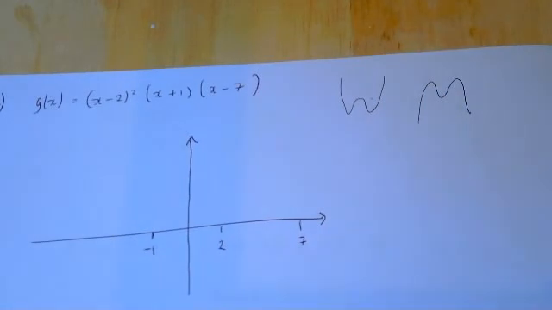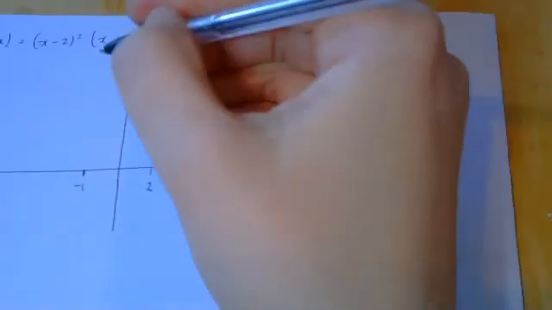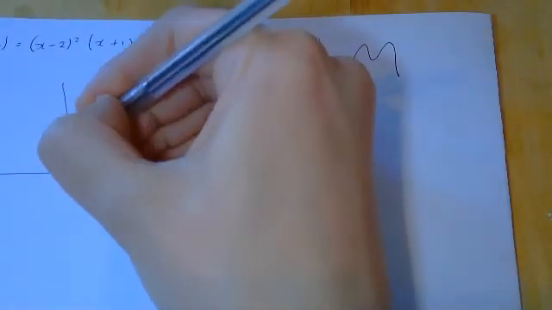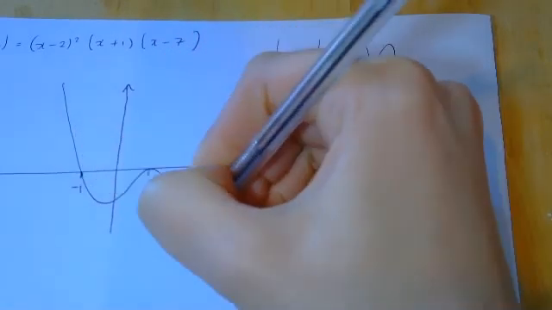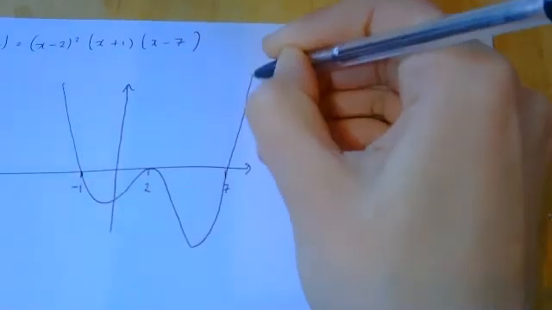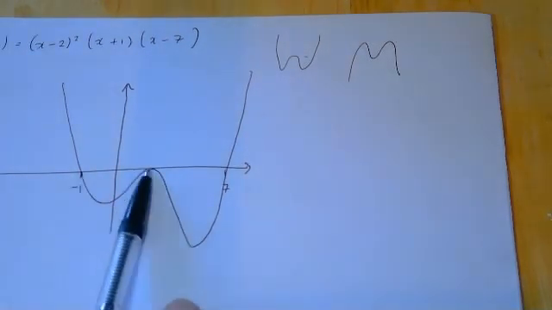Now 2 is really important because it's a repeated root. That's where the meeting comes into play. It's a repeated root, so it's just going to touch at 2. So it's going to be something like this, and it's going to touch at 2. So I'm going to come down, go up and touch at 2, and then go down, and then go up through 7.